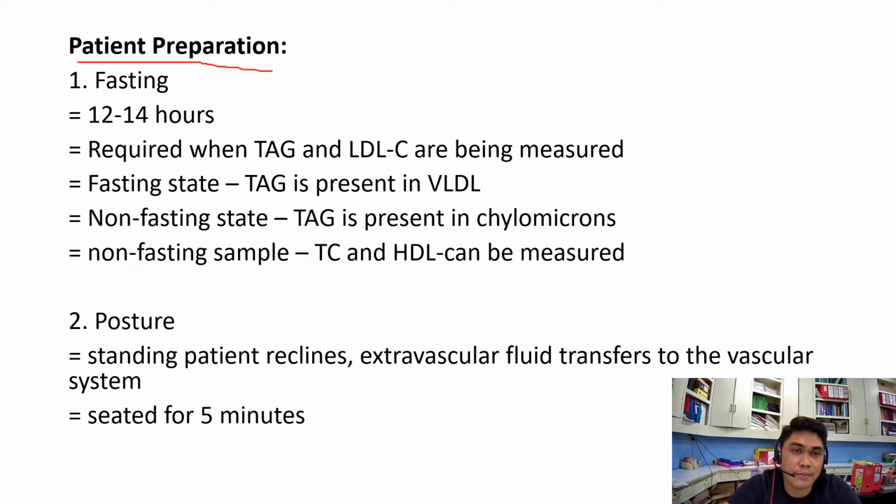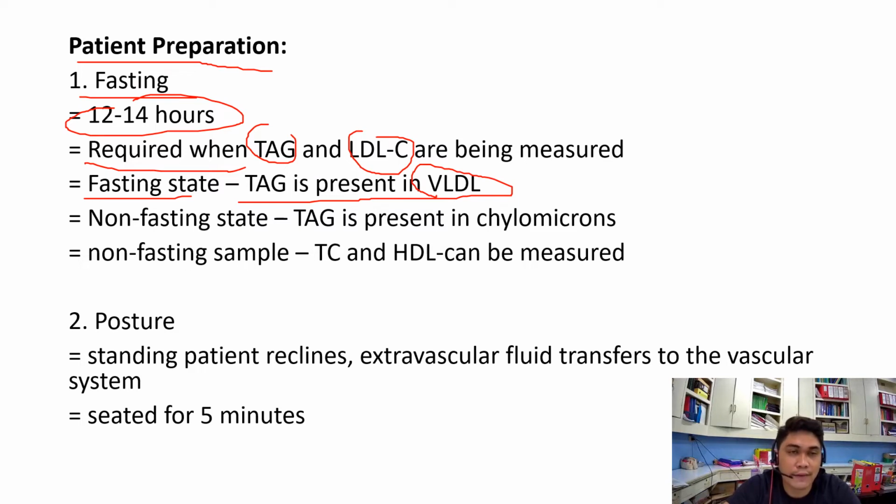The next, patient preparation. The patient should fast for at least 12 to 14 hours. Fasting is required when triglyceride and LDL concentration will be measured. But if the request is to measure cholesterol and HDL, fasting is not a requirement. In a fasting state, TAG is present in VLDL, because VLDL is the transport protein of endogenous triglyceride. For a fasting specimen, chylomicrons are absent. In a non-fasting state, TAG is present primarily in chylomicrons, because chylomicrons transport exogenous triglyceride.